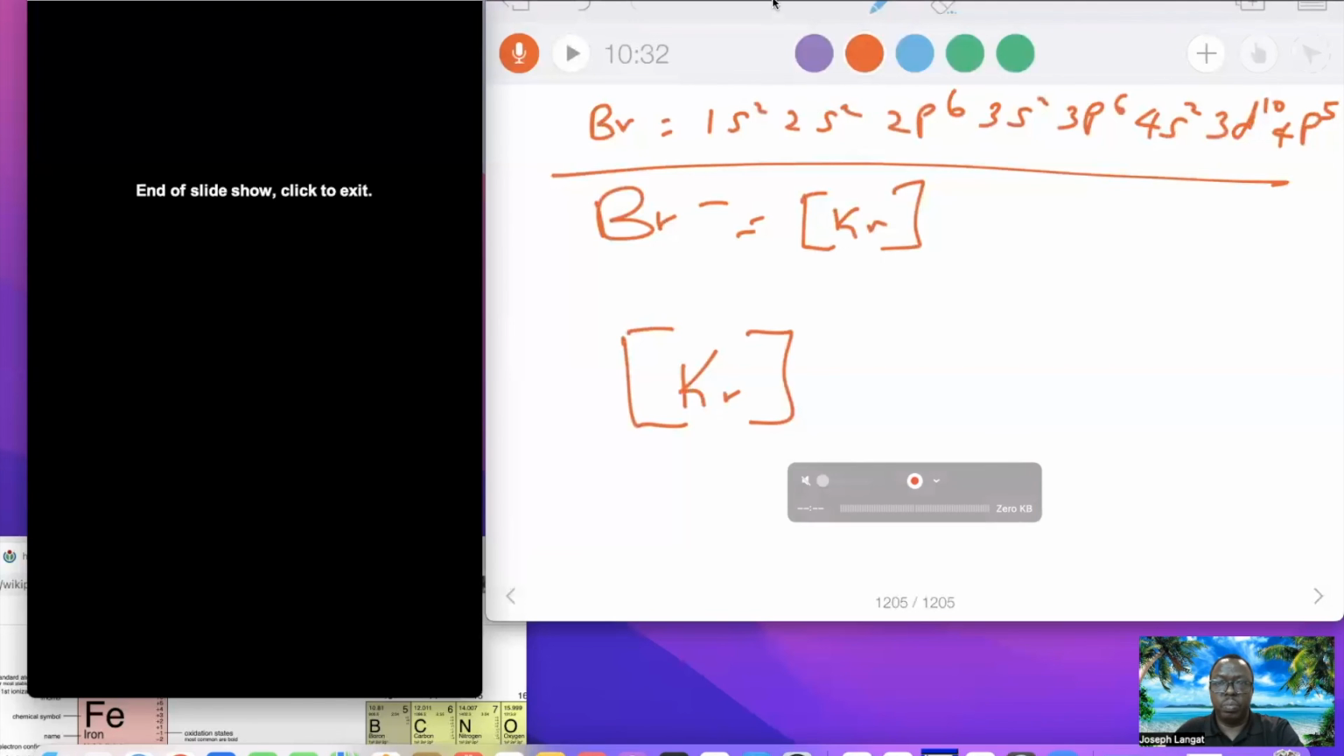Continue reading chapter 7. Do the online homework, Mastering. I recommend that you complete the homework assignment before taking the quiz, before taking the exam.